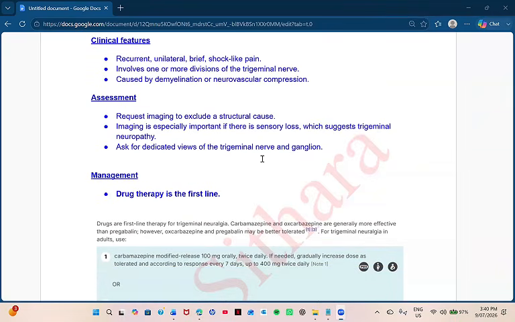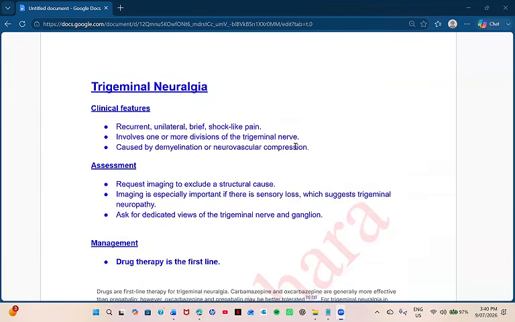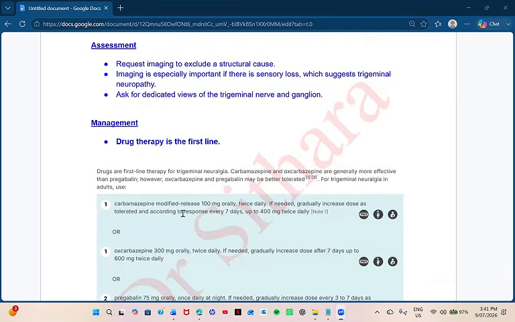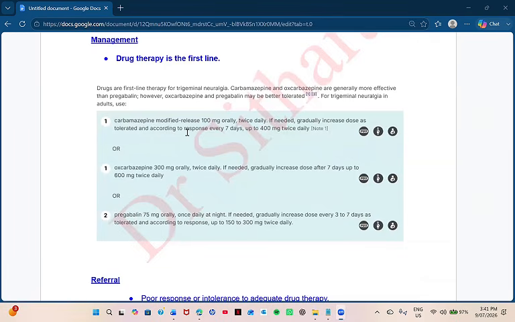For management, drug therapy is the first line, right? So what is the drug therapy that we can use here? Tell me the first line drug. This topic, trigeminal neuralgia, was repeated in May as well. Quickly answer, doctors, what is the drug of choice here? Carbamazepine, right? Carbamazepine, oxcarbazepine, and the second line, pregabalin.